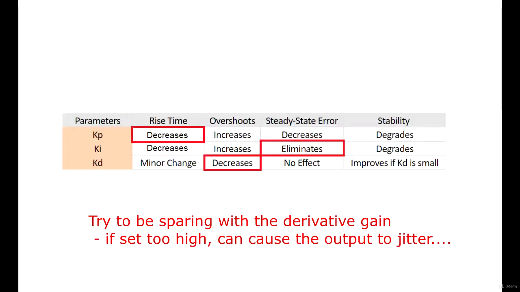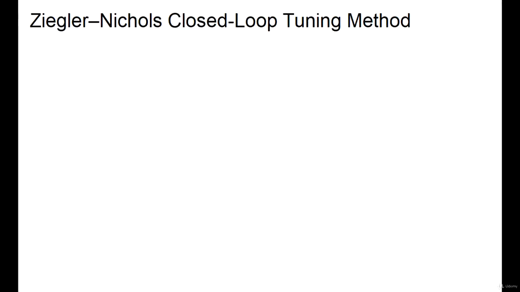Now, although this table provides us with a good insight into how each gain affects the system response, it doesn't tell us what values we should start off with for our specific system. And this brings us to the famous Ziegler-Nichols closed-loop tuning method.